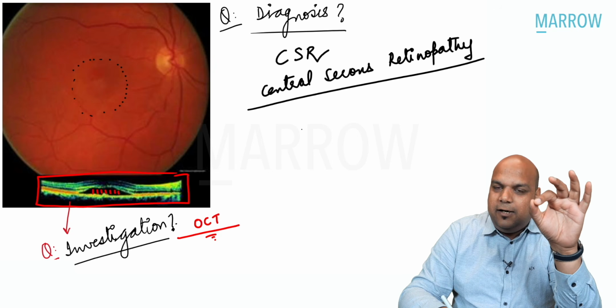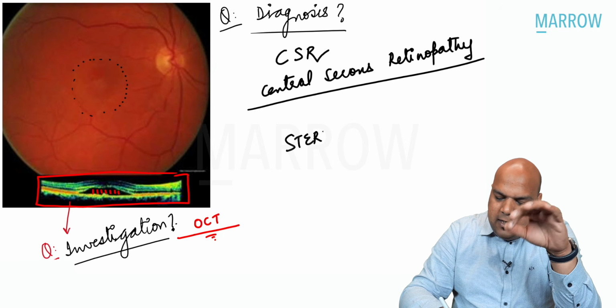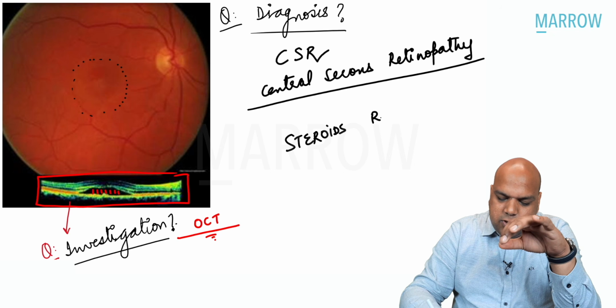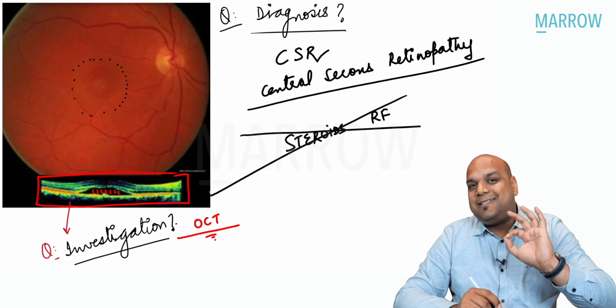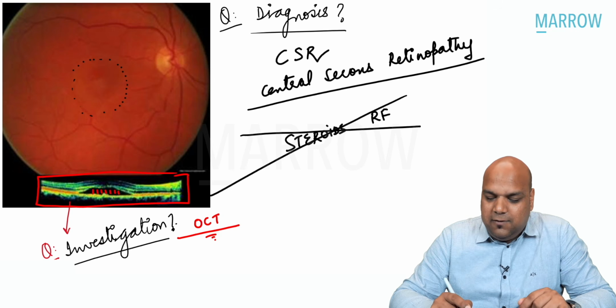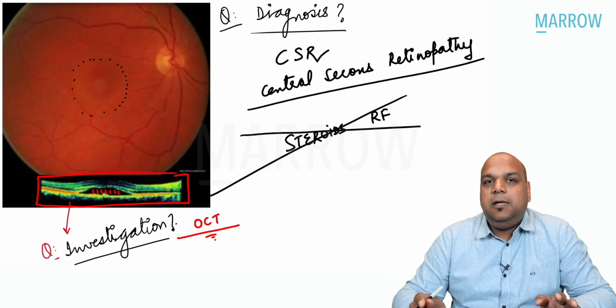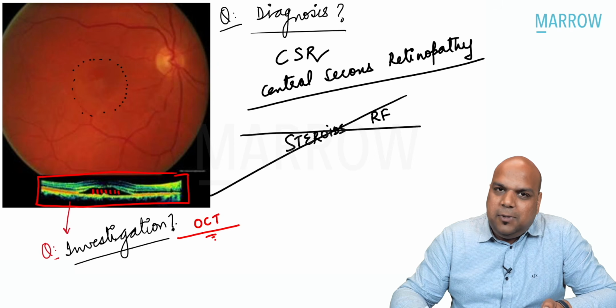Now, what is contraindicated in CSR? Please remember, in CSR, steroids are the most common risk factor. That is why they cannot be given in the treatment. That is a blunder. But steroids can be given in a similar disease, which is known as CME or cystoid macular edema. I hope you remember this.